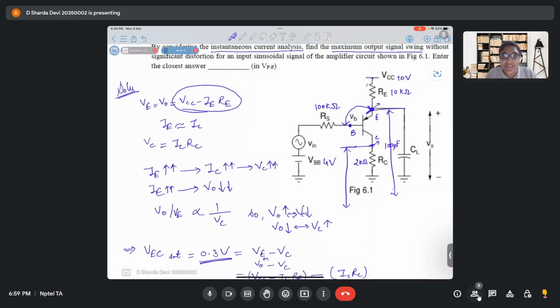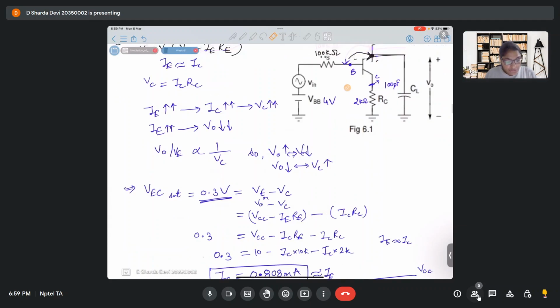Then a negative resistance configuration would come, right? Yes, ma'am. So that is not possible. That's what I am saying. So is this clear, Arjun? Yes, ma'am. It's clear. So now, okay.